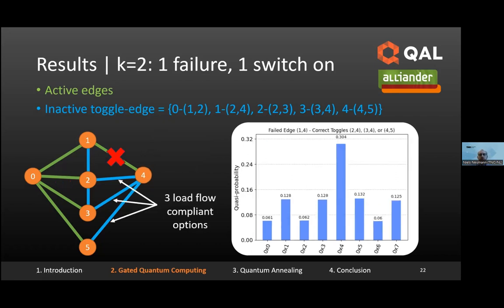If we go to a second example, we have three load flow compliant options. We see that again, we find a load flow compliant option with high probability. Number four, the 4-5 edge, gives a valid reconfiguration.